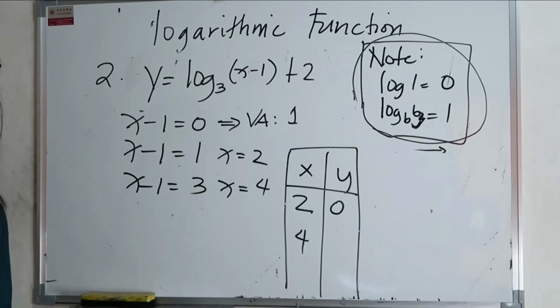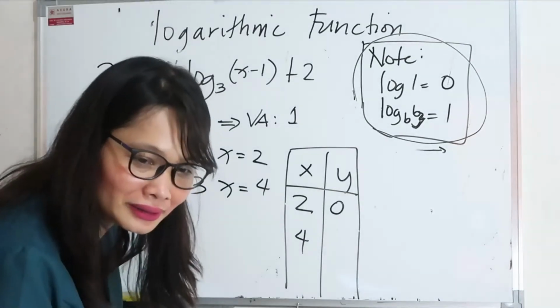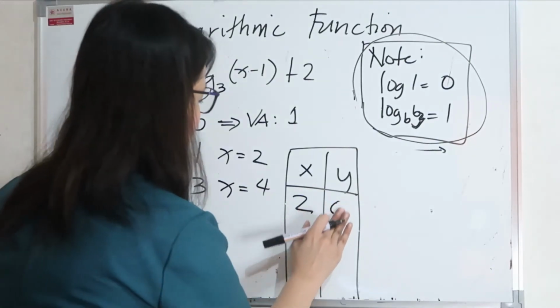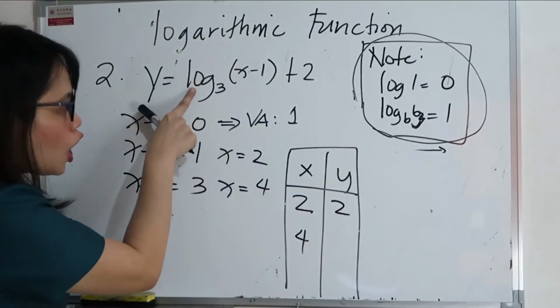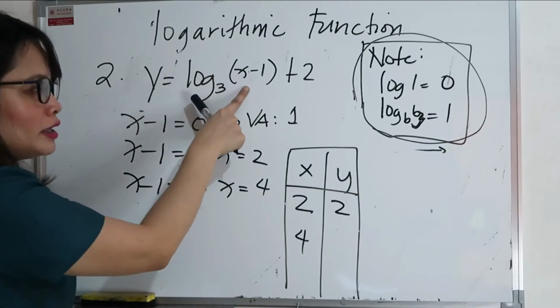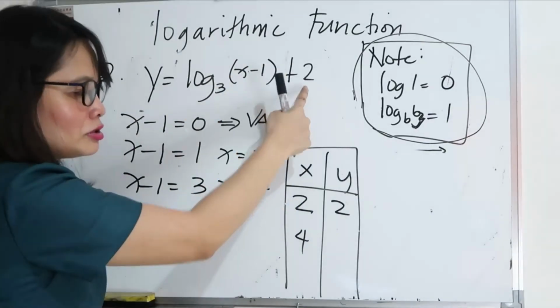Is it 0? Plus 2 pa pala, miss. Okay, so it should be what? It should be 2. Because log of 1 is basically 0 plus 2, so you do have 2.